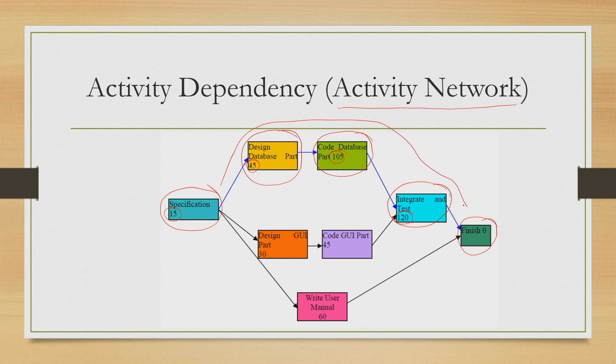There are two other paths. From specification, it goes to design GUI part with some time mentioned, say 30 days. Then code GUI part, say 45 days it takes. From there, it goes to the integrate and test part. So, this is another path. And from there, it goes to finish. Alternatively, from specification, it can go to write user manual part, 60 days suppose, and then go to finish part.